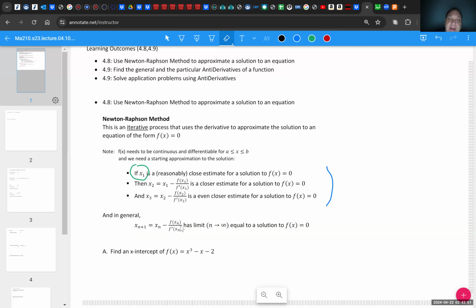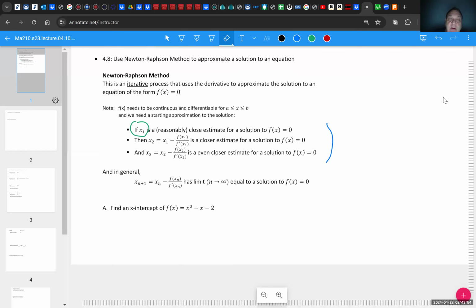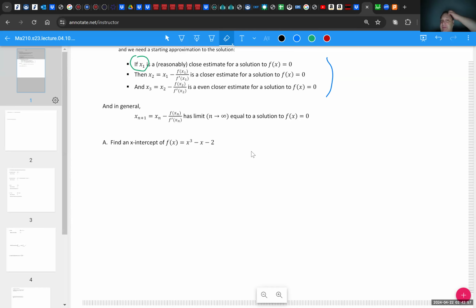All right, so I have my first example right here where we're going to try to find an x-intercept of this function. If you remember, the definition of an x-intercept is a value of x when y is equal to 0. So to find an x-intercept, we need to find when this is equal to 0. So this is x-intercept. All right, so the first thing we need is a reasonably close estimate for this function. And there's different ways of doing it.